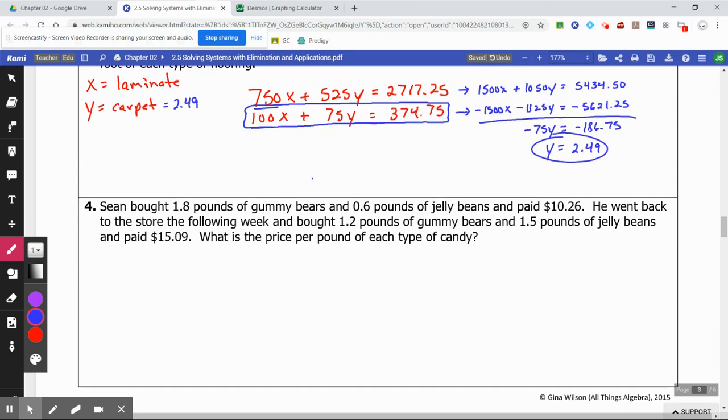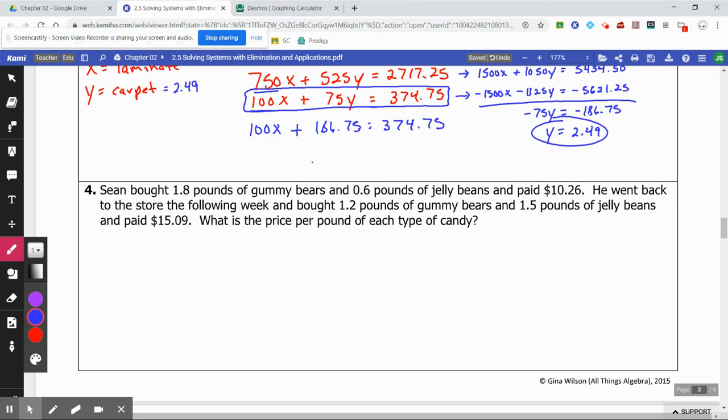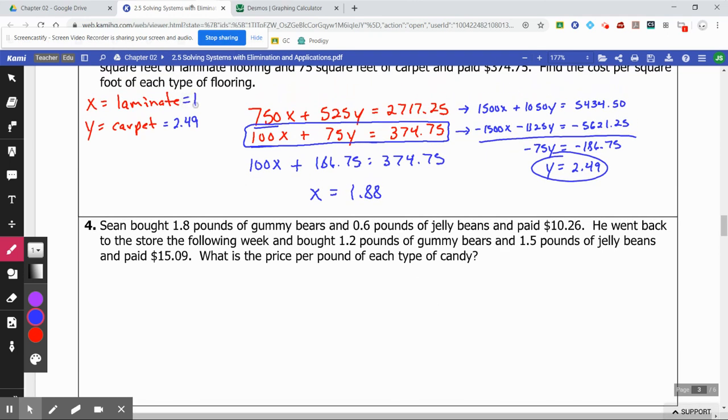So when I do plug it in, I now have 100x plus 186.75 is equal to 374.75. Subtract the 186.75, divide by 100, and that tells you that x is equal to $1.88. So the cost of my laminate was $1.88 per square foot.